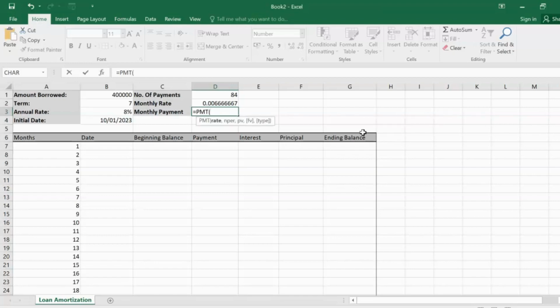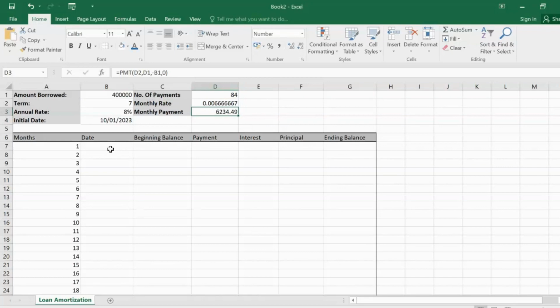Open the parentheses. The rate is going to be this one, comma. The period is the 84 months, and the present value is our amount borrowed or the principal amount. But since it's going to be reducing, we're going to negate it. So put a negative sign next to the cell selected for the amount borrowed, comma, then the last amount which we expect at the end of the period is 0. Close the brackets and you have your monthly repayment.